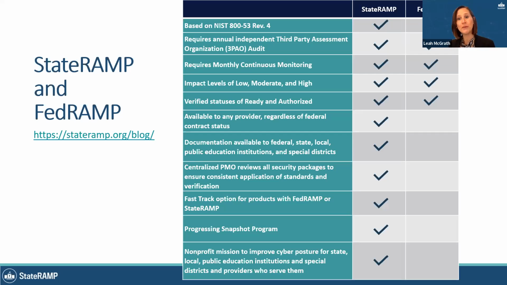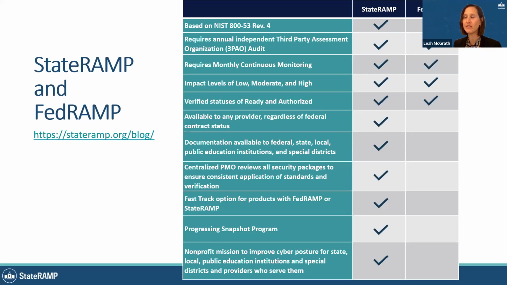There are some similarities between the programs though. Both are based on NIST 800-53, those best practices in cloud security, Rev 4. We're going to be talking about Rev 5, that we've got announcements coming very soon. But currently, both programs are based on NIST 800-53 Rev 4. Both require for those verified statuses an independent audit by a third-party assessing organization. And StateRAMP recognizes the same 3PAOs who serve FedRAMP. So if you're a FedRAMP 3PAO, you can be a StateRAMP 3PAO.